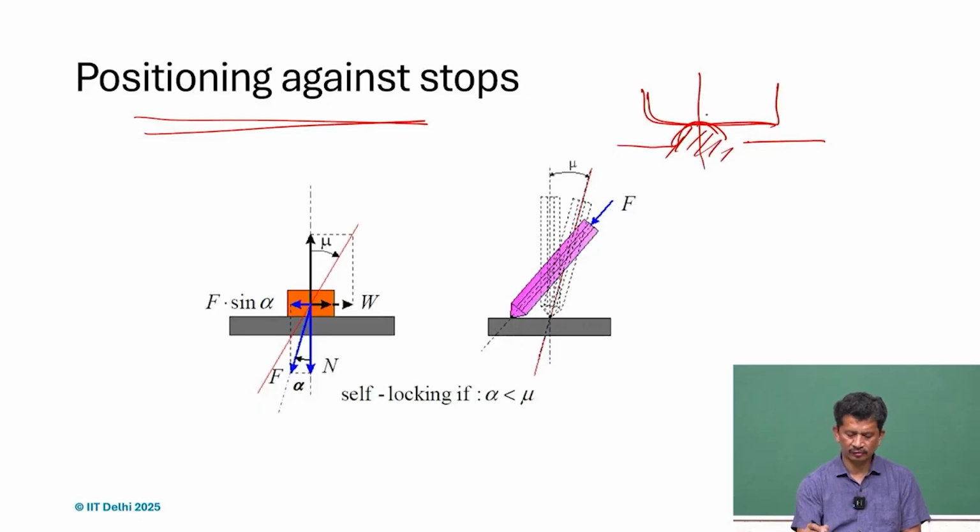Why, although to start with this is a very nice concept, because of the friction there are a lot of issues, and we have to be aware of that. So what happens when we are using these kinds of stops for positioning?